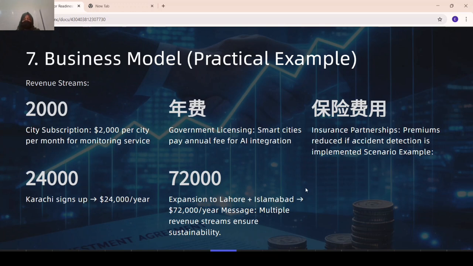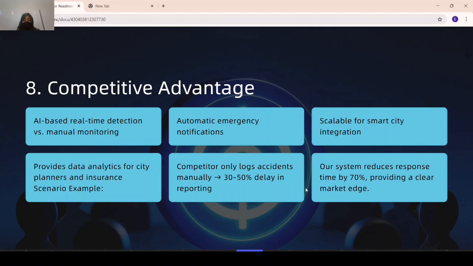So this is just some financial viewpoints of all our concepts. Now we have the competitive advantage: AI-based real-time detection versus manual monitoring, automatic emergency notifications, scalable for smart cities, and data analytics provided for city planners and insurance. Competitors only log accidents manually, with a 30 to 50% delay in reporting. Our system reduces the response time by 70%, providing a clear market edge. So these are the competitive challenges that we have to face.